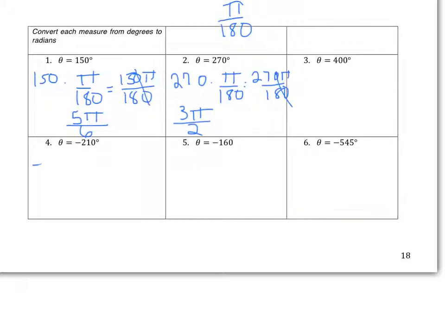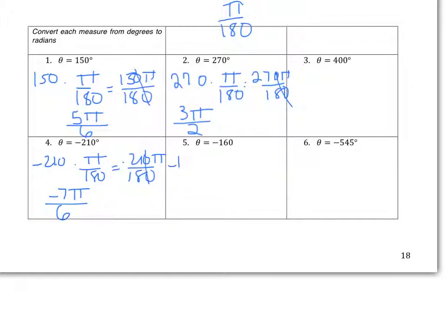Number 4, we start out with negative 210. Our conversion is pi over 180. So we get negative 210 pi over 180. Simplify, divide by 10, divide by 3 on top, so we have negative 7 pi, divide by 3 on bottom, and we have 6. Go ahead, pause the video, and do number 5.